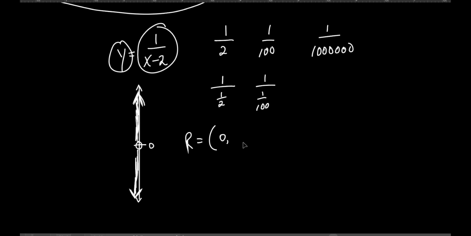Oh, I'm sorry. I should have done it the other way. You've got to start down here. You go negative infinity, all the way up to where? 0. But it does not include 0, does it? That's why I put a parenthesis there.